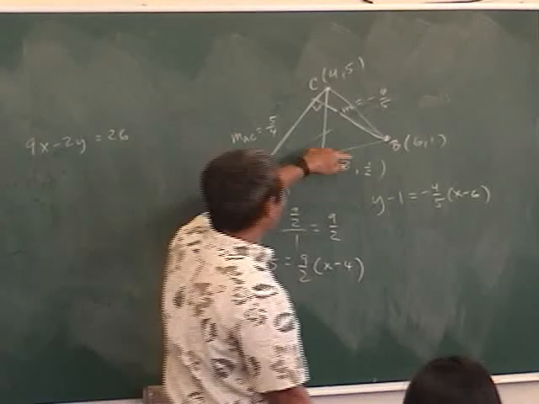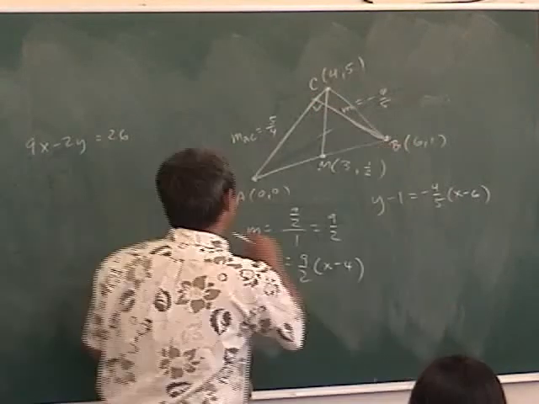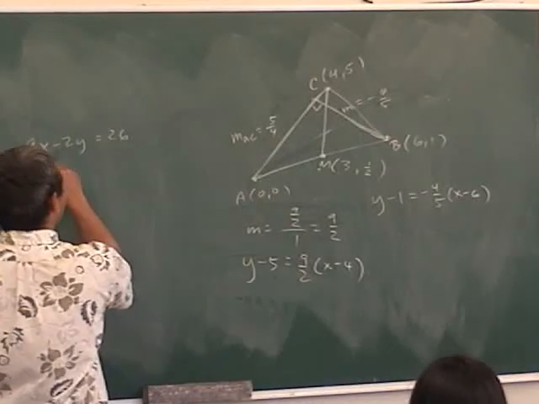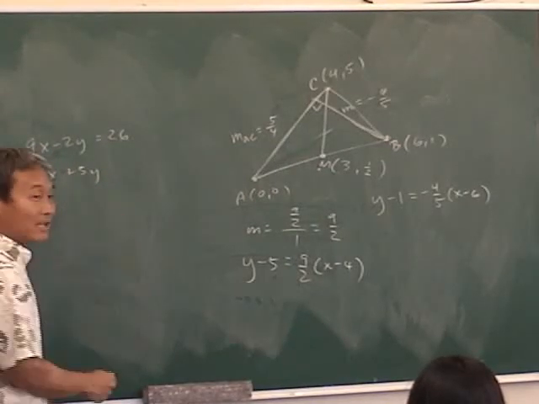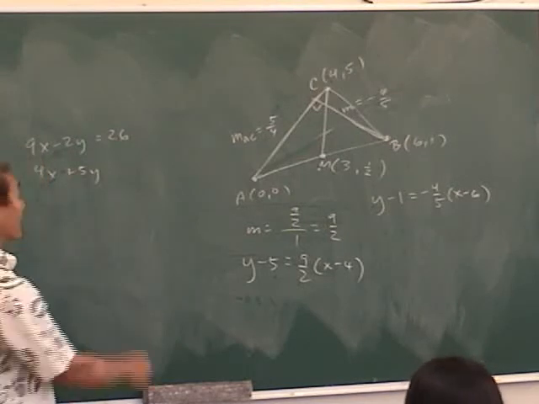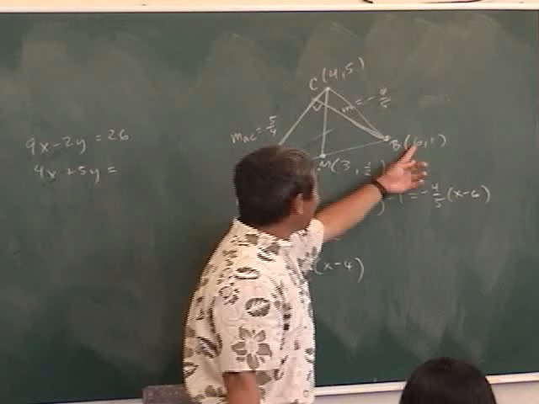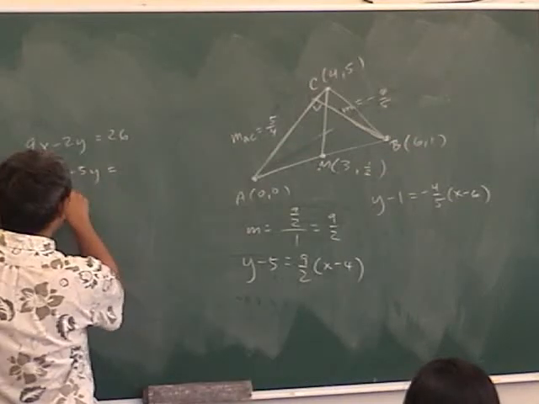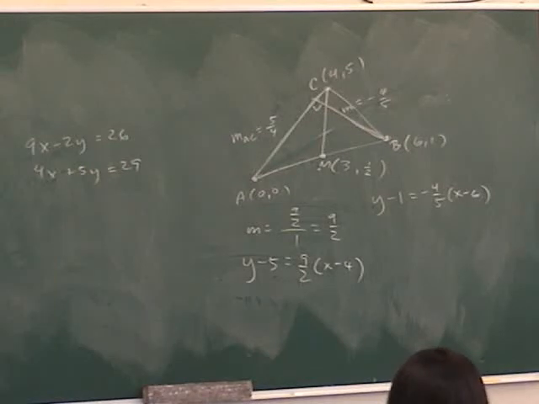Okay, now let's do the other one. What's the slope of this line? Negative 4/5. So what do I write down? 4x plus 5y. The slope is negative a over b. Equals, and then the line has to pass through the point (6, 1). So if I plug in 6 and 1, 24 plus 5, 29. There you go. Those are the two lines.